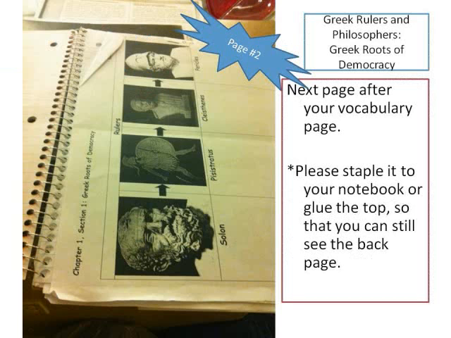Now, wherever you end your vocabulary, move on to the next clean sheet of paper in that same section, the middle section of your spiral. You're going to staple or glue onto this page your notes from chapter 1, section 1. It was entitled Greek Rulers and Philosophers, or I believe it also had Greek Roots of Democracy written on it. It had the rulers on one side and the philosophers on the other side.